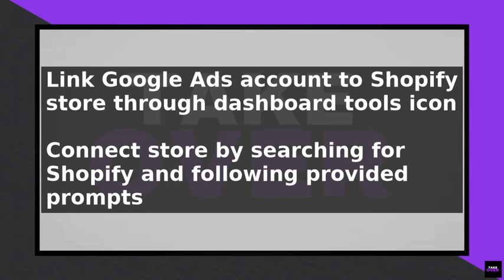This is the amount you are willing to spend per day on ads. You can also set a target cost per acquisition, which is the amount you are willing to pay for each conversion. The next step is to set up your ad groups.